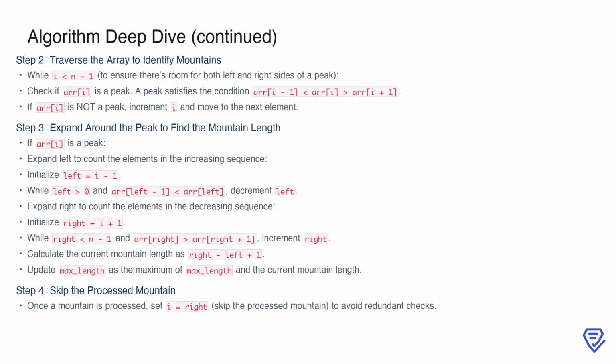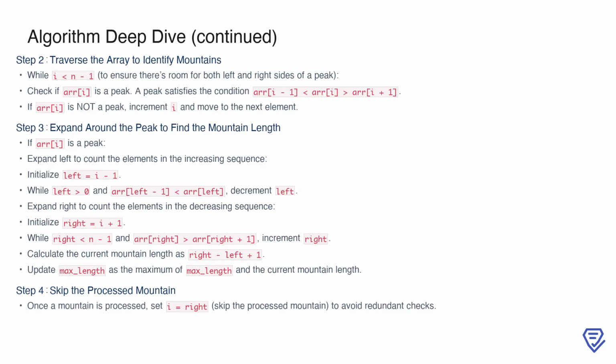Now we move on to traversing the array to identify mountains. We continue iterating while i is less than n-1, ensuring there's room for both the left and right sides of a potential peak. To determine if i is a peak, we check the condition arr[i-1] < arr[i] > arr[i+1]. This guarantees that the element at i is greater than its neighbors. If the condition is not satisfied, we simply increment i and proceed to the next element.